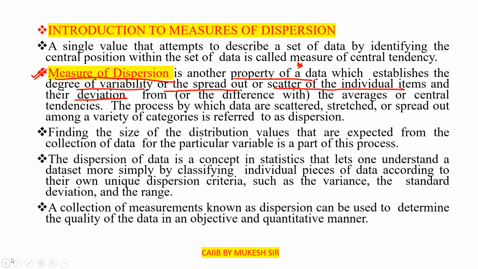The process by which the data are scattered, stretched, or spread out among a variety of categories is referred to as dispersion. Clear? So now let's directly move towards the measures.